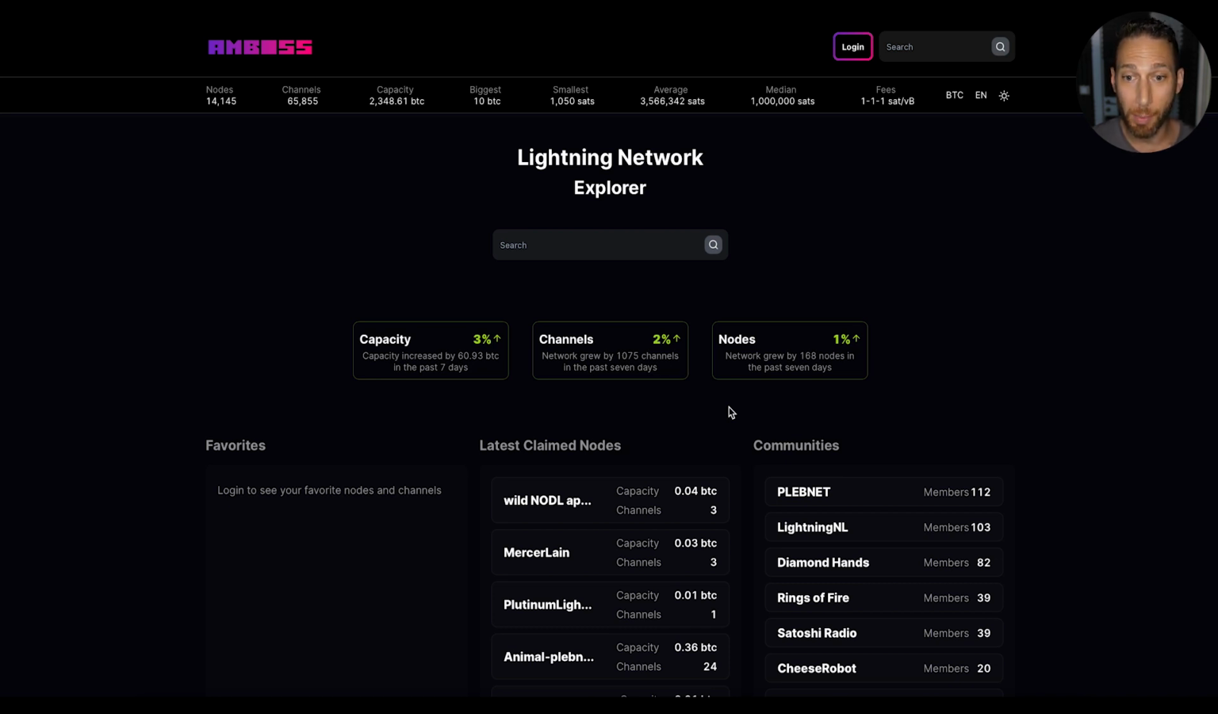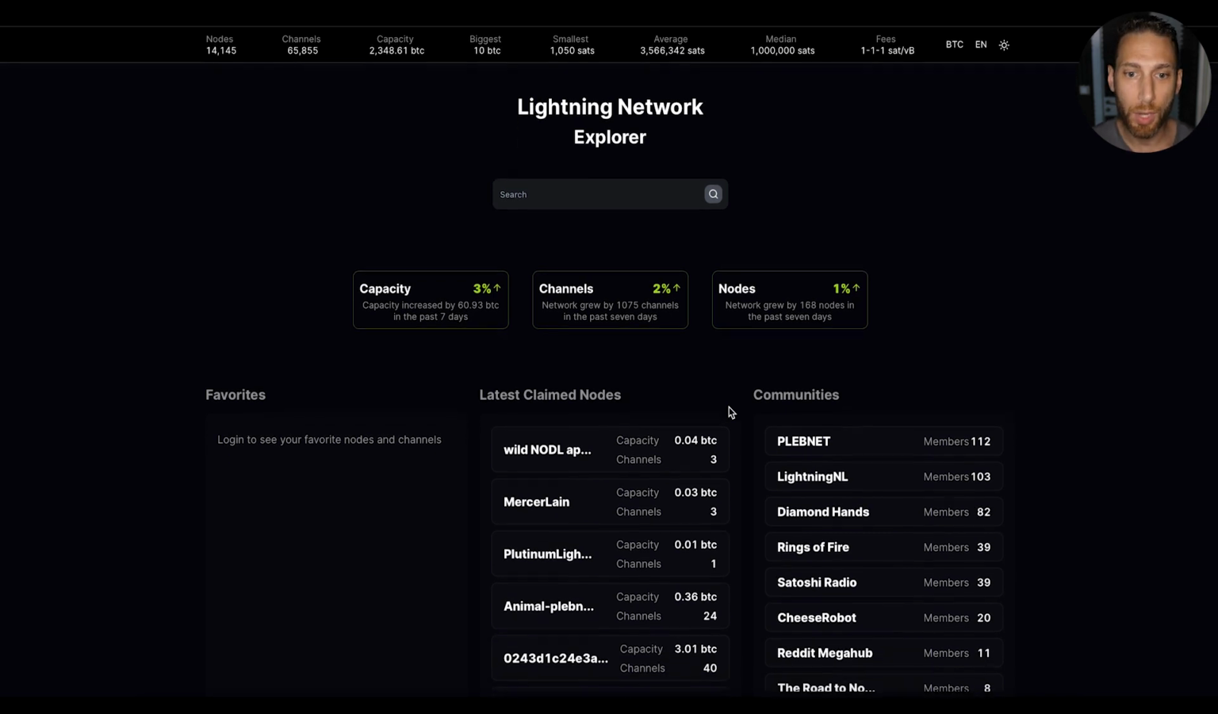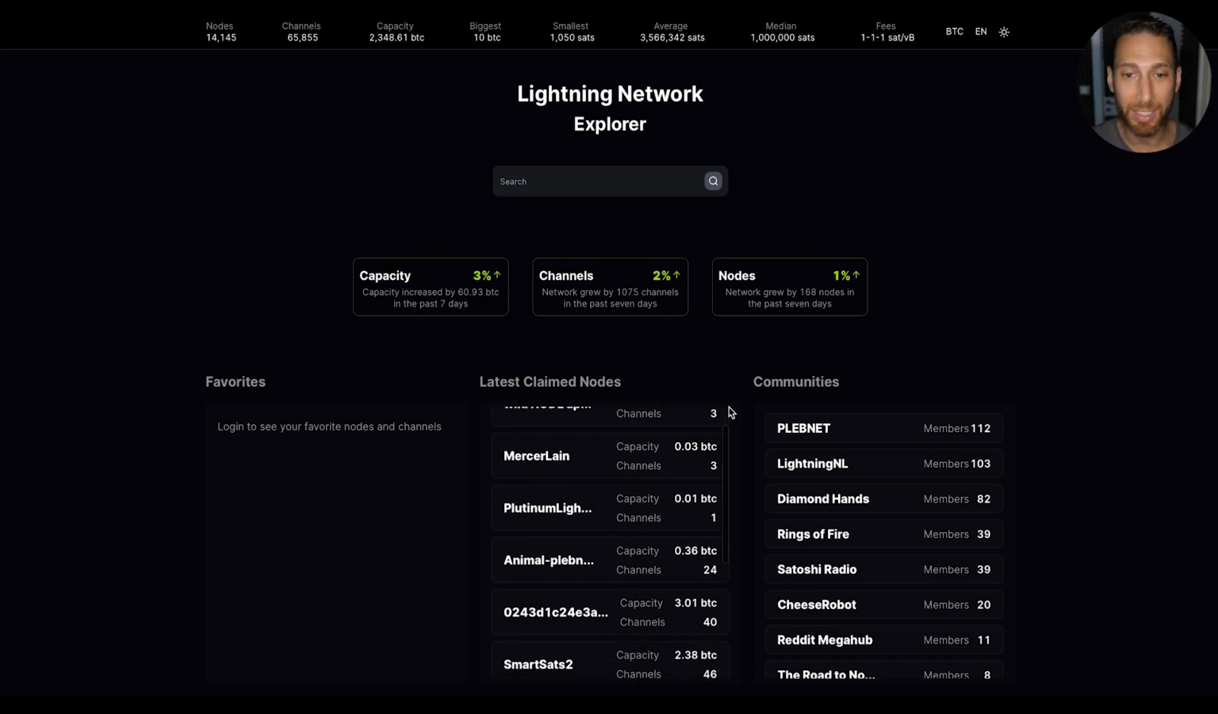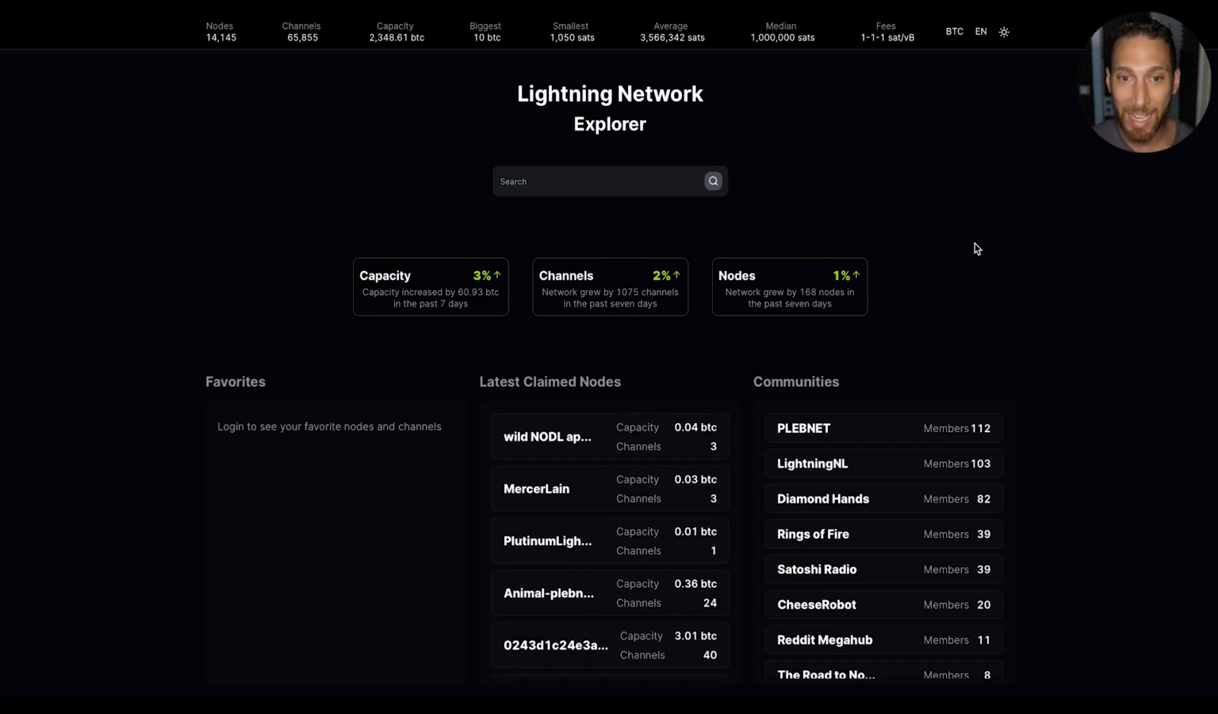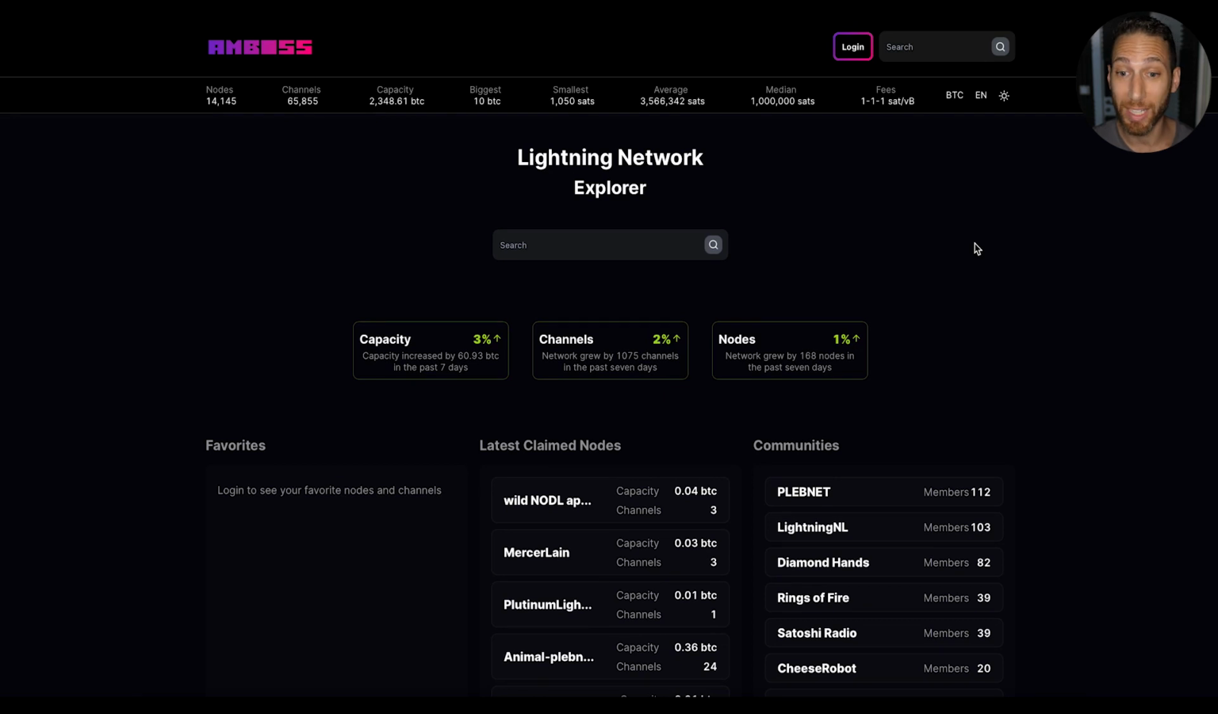The first thing that you'll notice about Amboss is that it does not offer you rankings like some of the other different Lightning Explorers might. It doesn't offer you lists of who's ranking where. It doesn't offer you an overall grade or score such as Terminal Web does, but it does give you so much more feature-rich information and data.